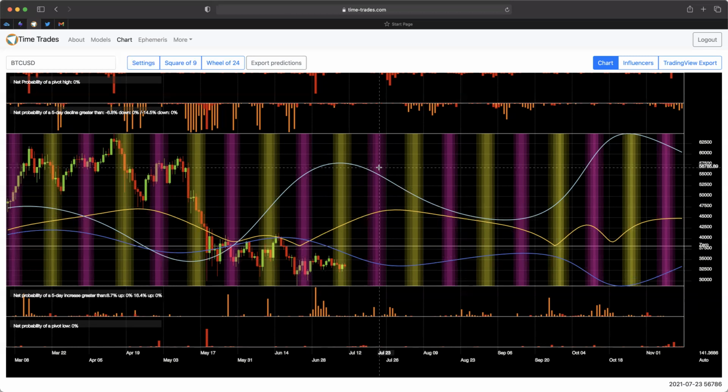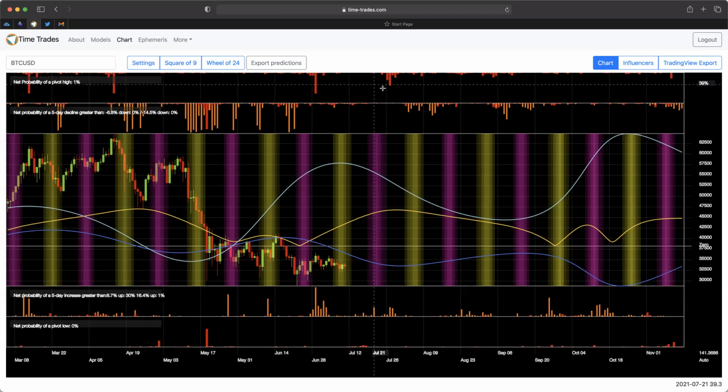And then we've got a pretty high probability of a pivot high in late July. So it looks like all of this sideways motion is going to be released in the next few weeks. So watch Bitcoin very closely.